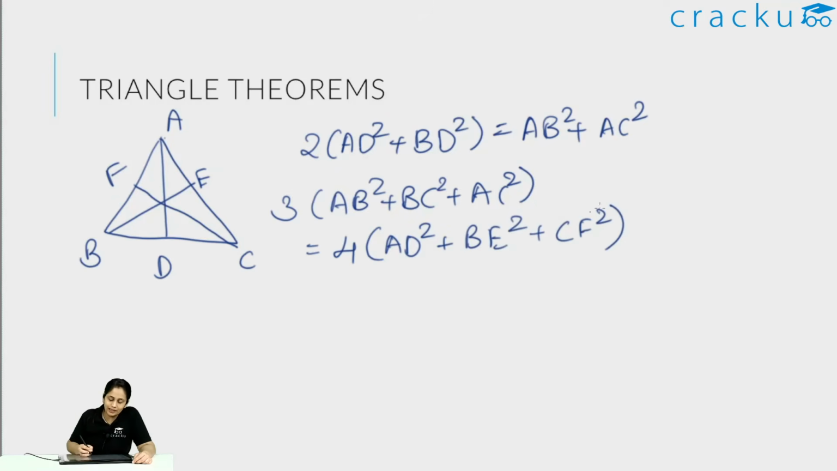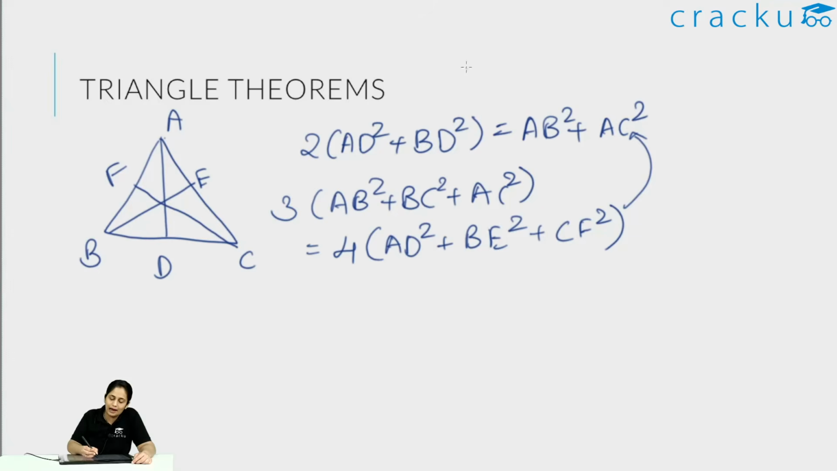This comes basically from Apollonius theorem. So if you convert it this way, if you take AB square plus AC square, that is 2 times AD square plus 2 times BD square, but 2 times BD square is essentially half of BC square. So from that you get this property.